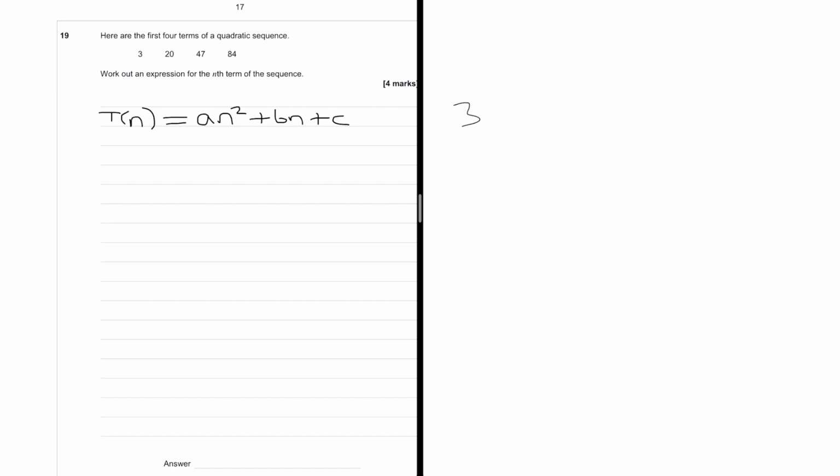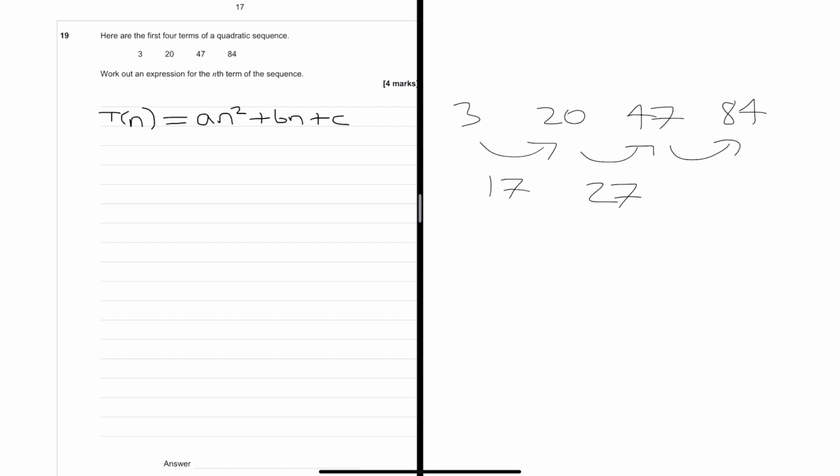What do I mean by that? Well, let's just write out our numbers: 3, 20, 47, and 84. The first differences here are 17, 27, and then 37. So you can see it's not the same, it's different between each set. But if we work out the differences between the differences, so this is the second lot of differences, then you can see it's just, and obviously I haven't gone that far, but it's just going to be plus 10 every time. So this tells us that it is definitely a quadratic sequence.